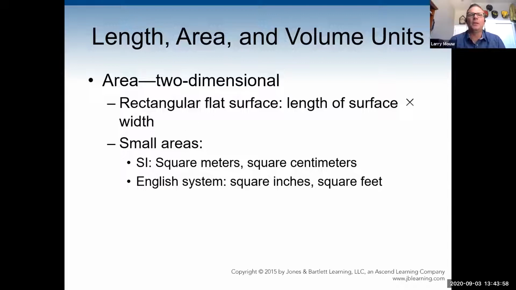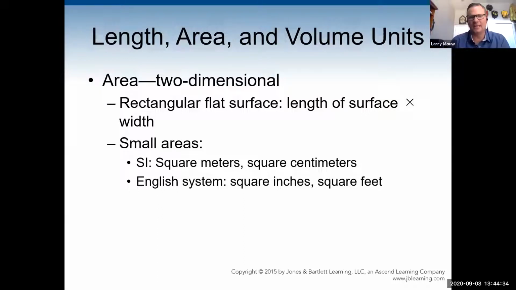So in determining what that area is, the way we do that is we take the length of the surface and multiply it times the width of our surface. So if we have a 10 foot by 10 foot building, we multiply those two, 10 times 10, that's going to give us 100 square feet. Or if it was a 10 meter by 100 meter building, that's going to give us 1,000 square meters. So that's how we determine the area. It's a two-dimensional measurement of the length times the width of a surface.